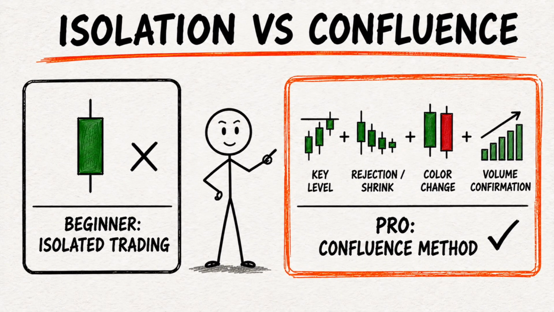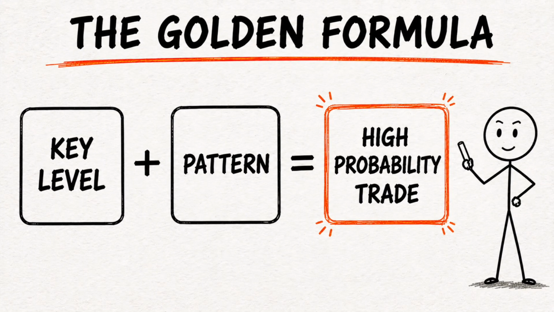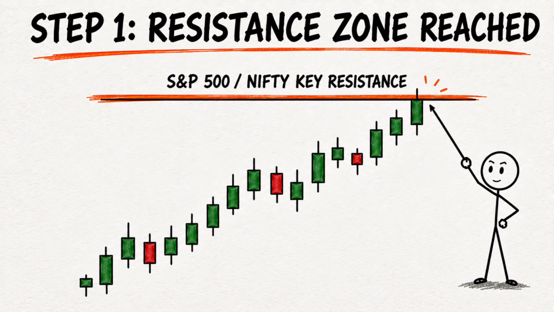Have you ever wondered why professional Wall Street traders don't trade based on 1 to 2 candles in isolation, while beginners make that exact mistake and wipe out their accounts? Because pro traders never look at any candle in isolation. They always combine candles with key levels and confluence. Key level plus pattern combination equals high probability trade. Let's understand this with a live market example.